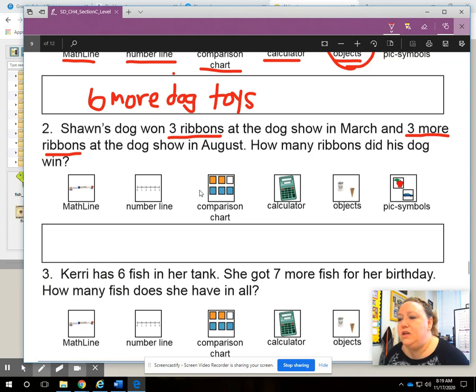Wow. You guys, I think that we might be able to, we're adding, right? We're adding 3 because he added more. More is a key word. 3 plus 3, and that's going to give me my answer. A good strategy for this, I could use any of these strategies, right? But one really good strategy that I could use is the number line with this one.